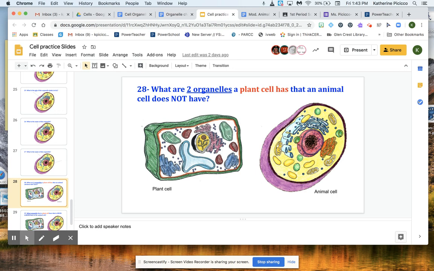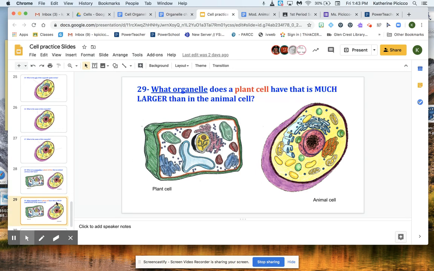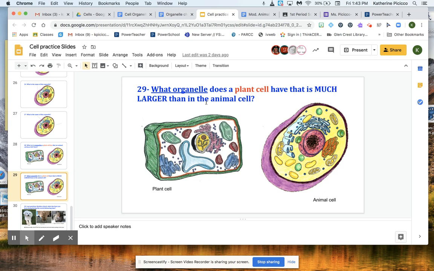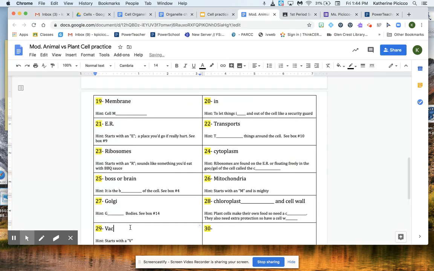Okay, and then very last question. Here we go. 29. What organelle does a plant cell have that is much larger than in an animal cell? Okay. And actually, animal cells do have these, but they're not as big and prominent. And if you look here, I see what looks like a giant pool in a plant cell, but I do not see it in the animal. That's called the vacuole. So that is your very last answer, vacuole.